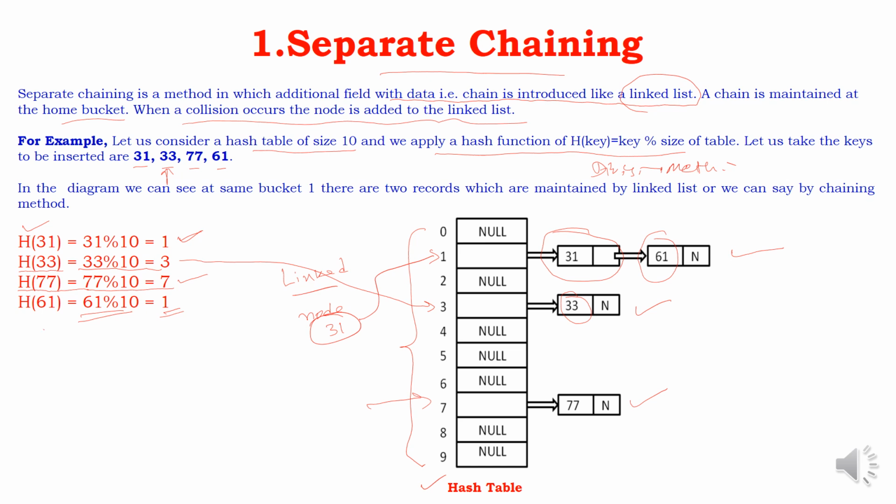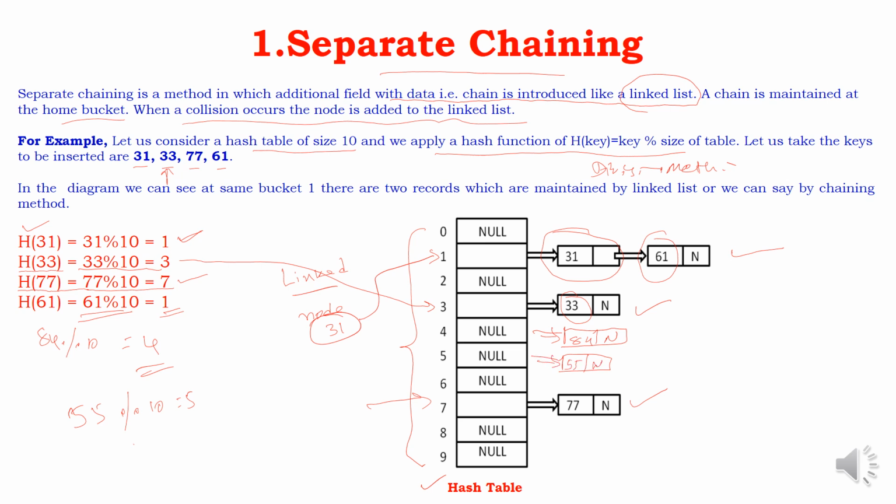Suppose if you wanted to add 84, 84 percentage 10, you will get 4. So at 4, you are going to add node 84. Suppose you wanted to add 55, 55 percentage 10, you will get 5. Is there 5? Yes, location 5 is there. Going to add a node with information 55 and that is added at 5.